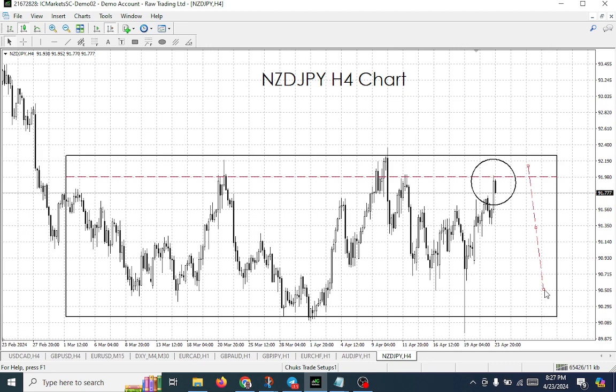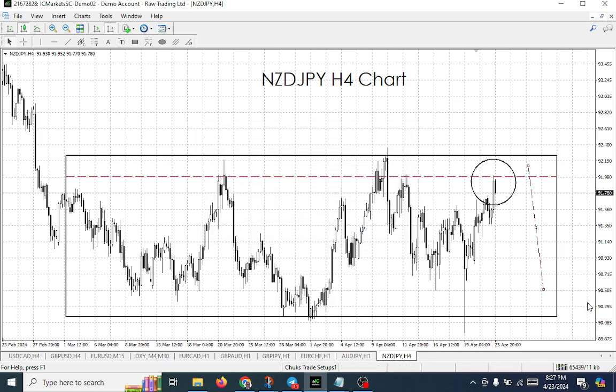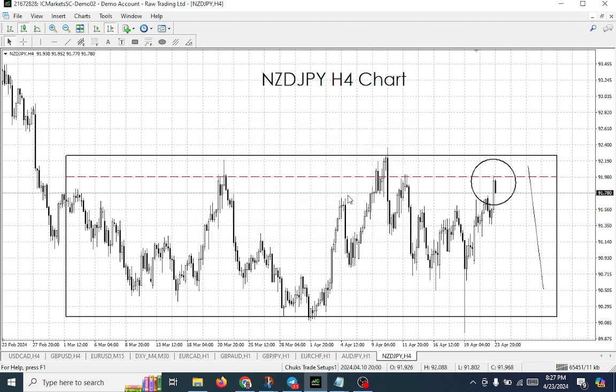I want to make this black, guys. And I want to make it not a dotted line. Right, so here we're expecting further price action, guys. That's what I mean by this. We want price to show us further indication of what it intends to do. So we're expecting further price action here, and to the downside.